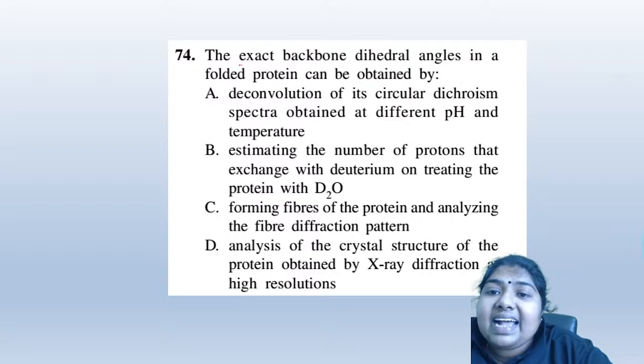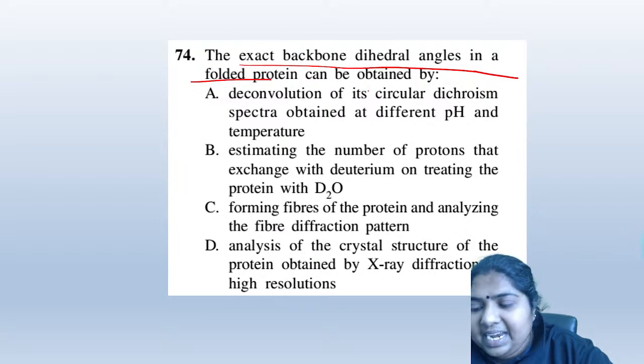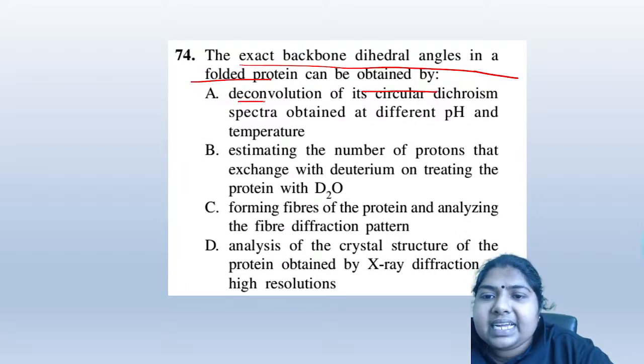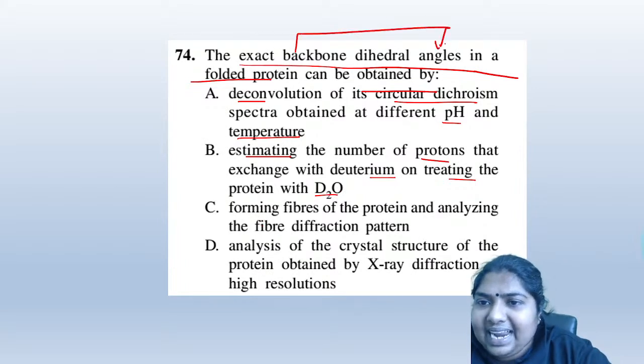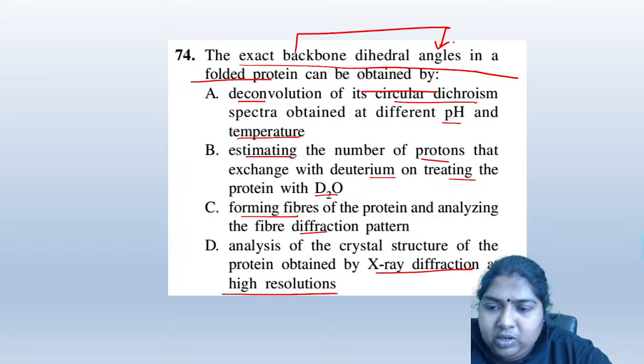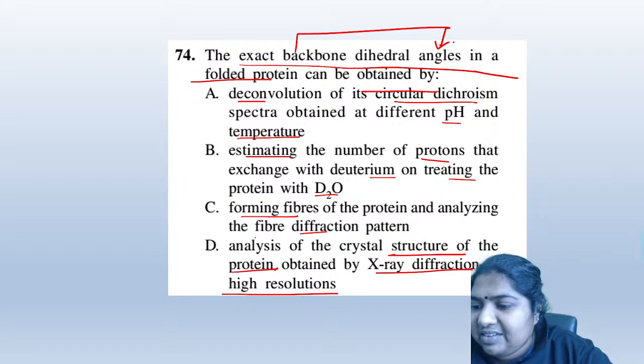Fine. So this exact backbone dihedral angle in a folded protein can be obtained by deconvolution of its CD spectrum at different pH and temperature. You estimate the number of protons that exchange with deuterium. You treat them with D2O. You want the exact backbone dihedral angle. So which experiment you will perform? Forming the fibers and analyzing the pattern. You analyze the X-ray diffraction and you find out the structure. Which is the best method? Among these 4, which is going to be the best ever method that is available? That is the question. Simple one, right?